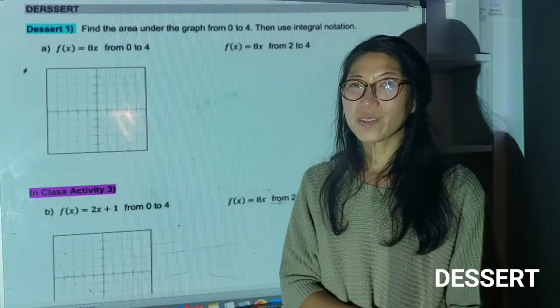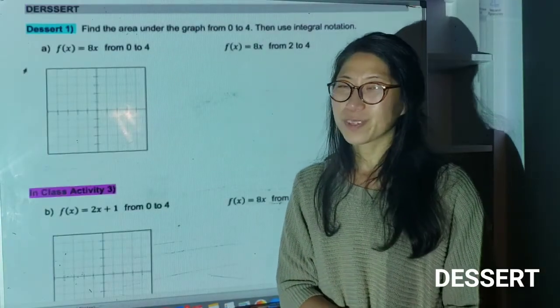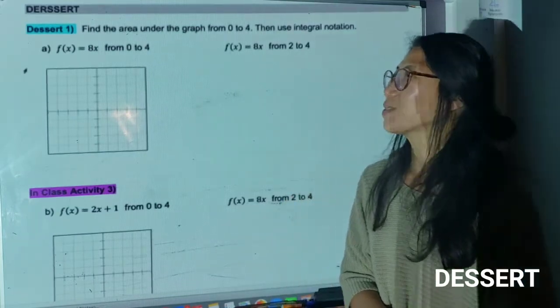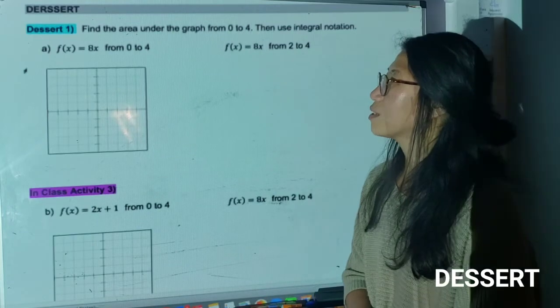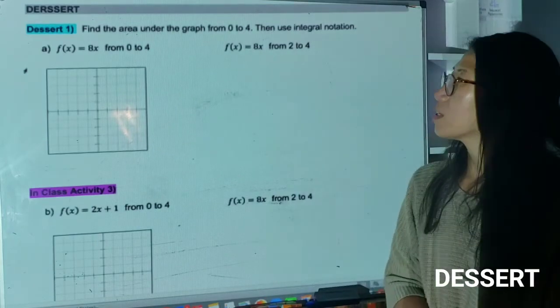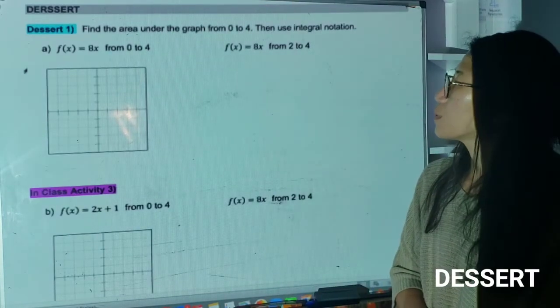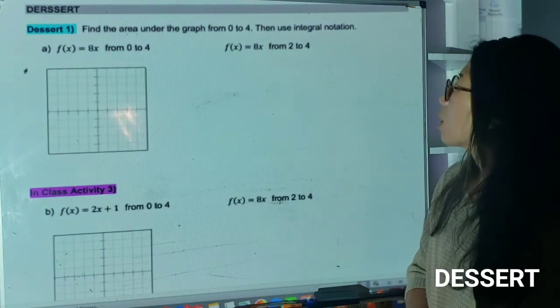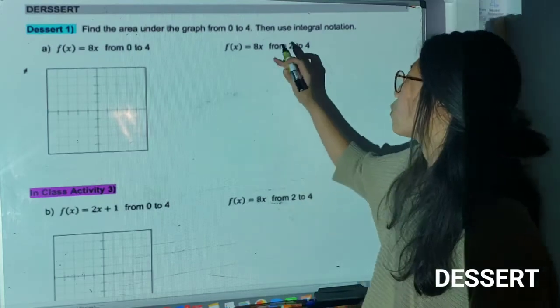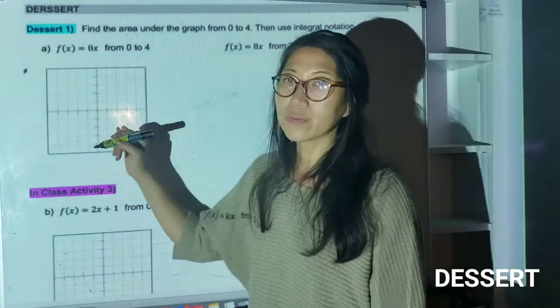Okay, so I hope that you understand what the fundamental theorem of calculus is. And if not, just look at my dessert part again and then I will explain to you. So dessert says find the area under the graph from 0 to 4. Then we can also use the integral notation. So we can do from 0 to 4 and then we can try 2 to 4. So let's graph a little bit.